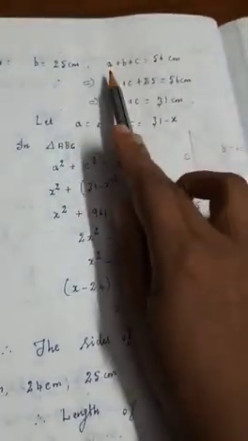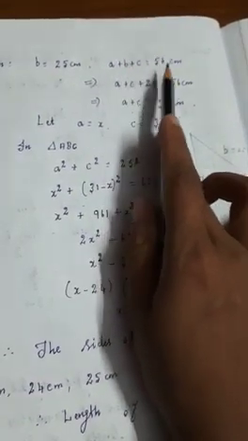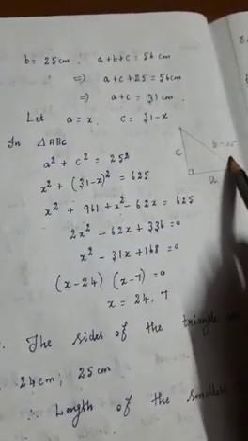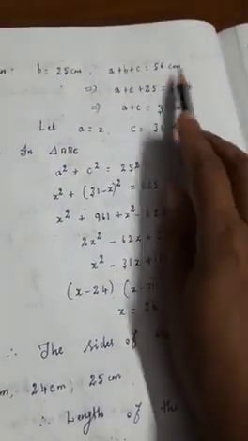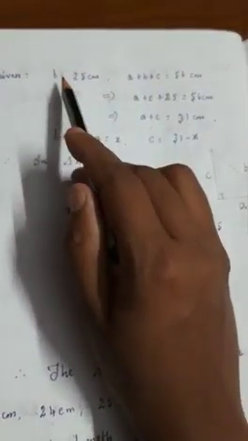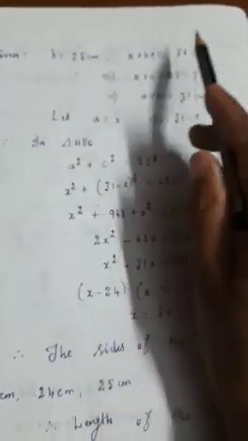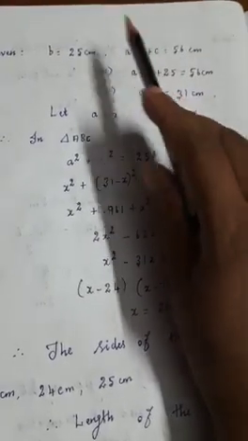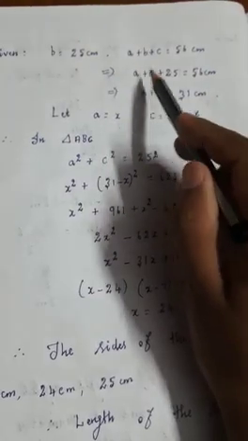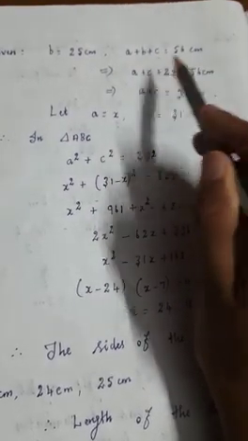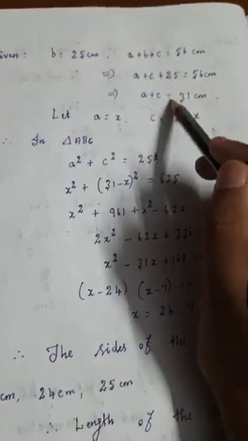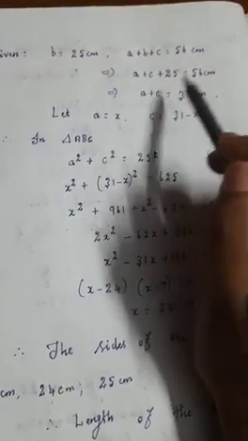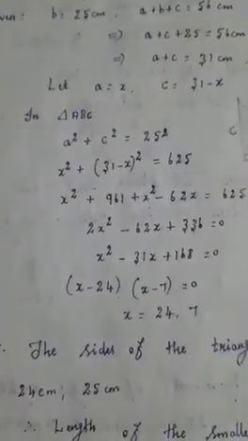After that, in our question they have given the perimeter, that is 56 centimeter. Perimeter means we have to add all the three, so A plus B plus C is equal to 56 centimeter. Now B is equal to 25, we can substitute here. So A plus C plus 25 is equal to 56. Then A plus C is equal to 56 minus 25, that is 31 centimeter. So now A plus C is equal to 31 centimeter.